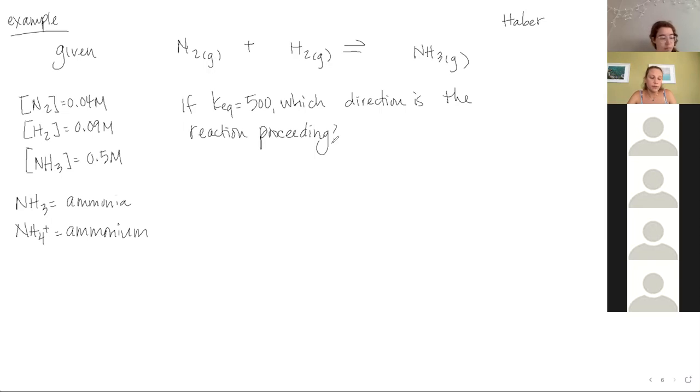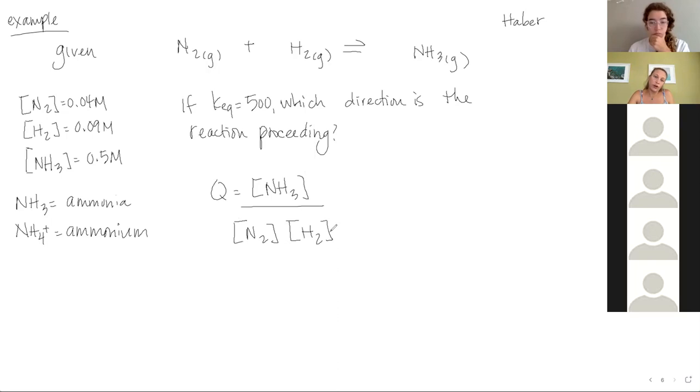Okay, great. So it seems like some people are getting it. I will go over it. So first, we know that we're going to be working with our reaction quotient here, because we don't know that we're at equilibrium. And so we have our reaction quotient as our ammonia over our nitrogen gas and hydrogen gas. And we need to make sure that our equation is balanced before we go into our coefficients. So our equation is not balanced.